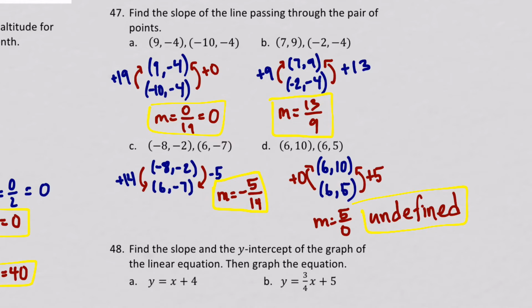And in D, you have 6, 10, and 6, 5. The change in the x's is 0, and the change in the y's is plus 5. So you get 5 over 0. Maybe some of you got negative 5 over 0, which doesn't make a difference, because every time you try to divide by 0, you're still going to get undefined. Okay, so that is your solution for that one.